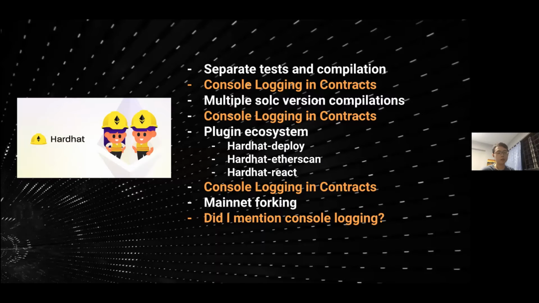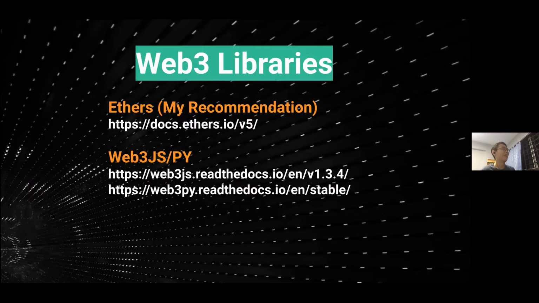And of course, they also have mainnet forking, right? So if you are lazy and you don't really want to deploy another product, like maybe Aave's whole infrastructure from scratch, right? So mainnet forking, you can do that as well, and console logging. Yeah, I cannot stress console logging enough. Right. So that's smart contract development.